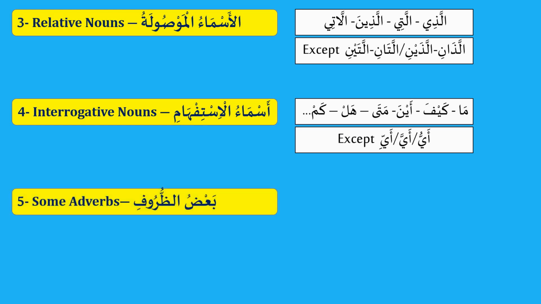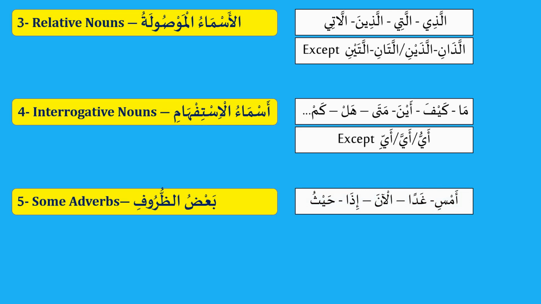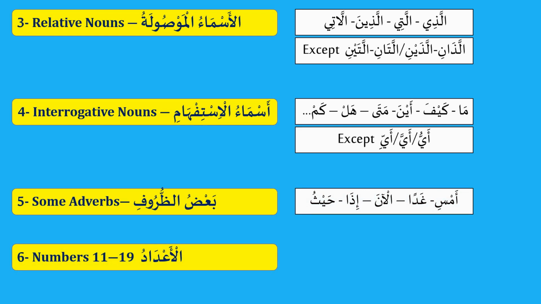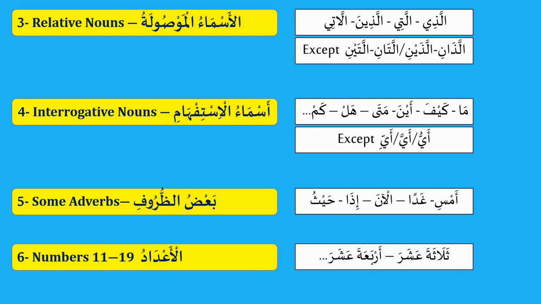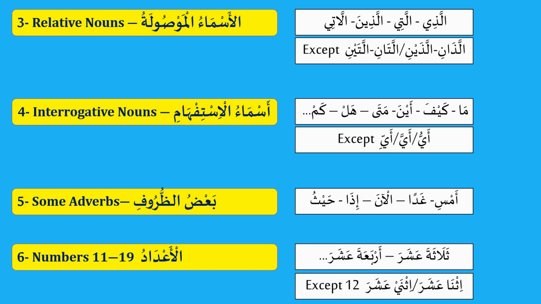Number 5, بعض الظروف, some adverbs. أمس, غدا, الآن, إذا, حيث. Number 6, الأعداد, numbers 11 to 19. 13, 14, these never change, they can only get fatha in all cases. Except 12 can be 12, and the feminine version 12 becomes 12, except 12.